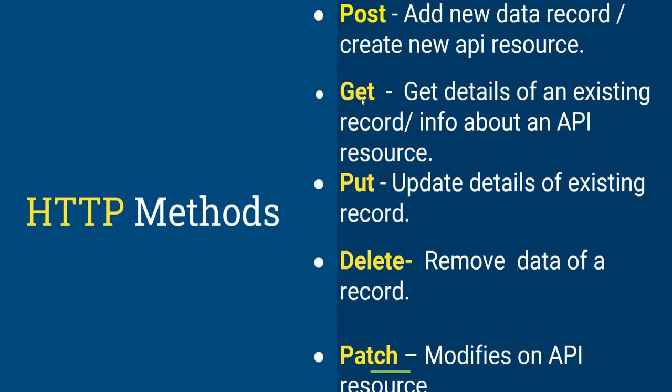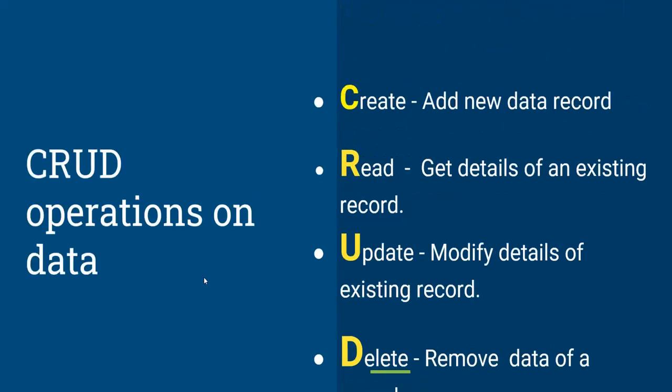Then the get HTTP method is used to get the details of an existing record. Just like we are viewing that existing mobile number, right? So just like that, the get method is to retrieve the data or get the details of an existing record. In API terminology, you can remember that we are getting the information about an API resource, the existing resource. Then the put method is used to update the details of an existing record, just like the update method.